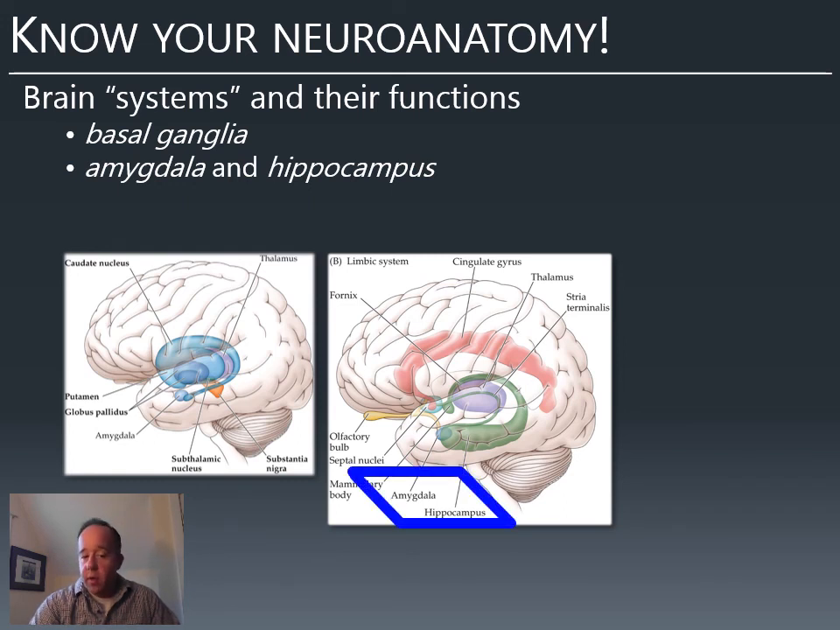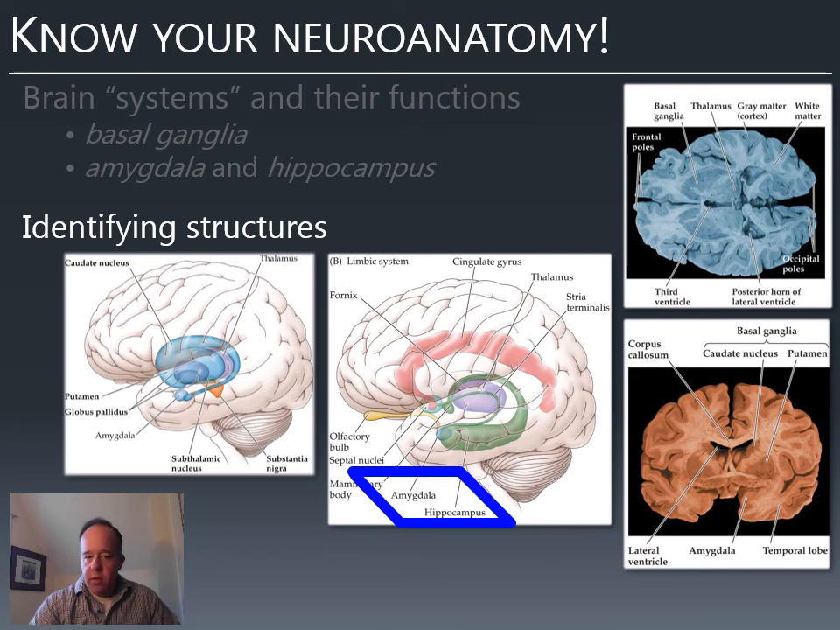So this is a diagram from your book. This is where those structures are. And again, this is a cartoon version, so it could be possible that it forms the basis of a diagram question. But also anatomically, we identified the amygdala and the hippocampus on actual images of the brain. So keep that in mind as well.